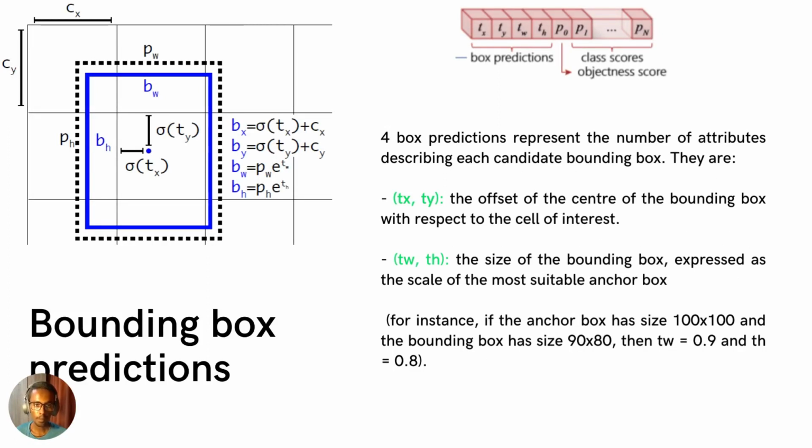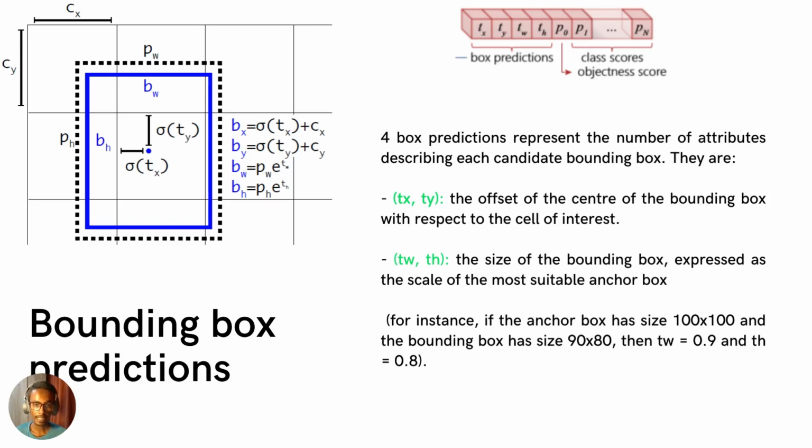Next, we're going to have 4 box predictions, which represent the number of attributes describing each candidate's bounding box. So the coordinates for the center of the objects are going to be described by using Tx and Ty, which are going to be the offset of the center of the bounding box with respect to the cell of interest. And Tw and Th are going to be the size of the bounding box expressed as the scale of the most suitable anchor box. And we have seen these offset values from a previous video.